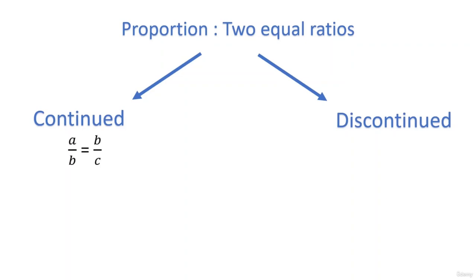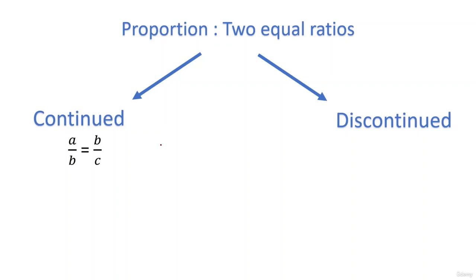Okay, if you can see on the screen, a by b equals b by c. b is continued in the sequence. Further on, you may also have c by d, or d by e, or e by f, f by g. Likewise, one particular term will always get continued. That's why it's called continued proportion.